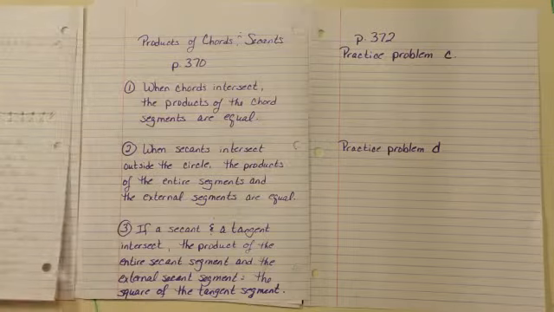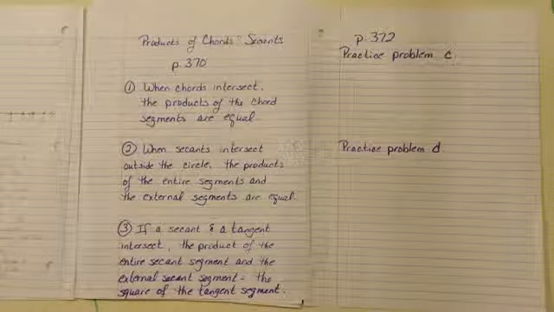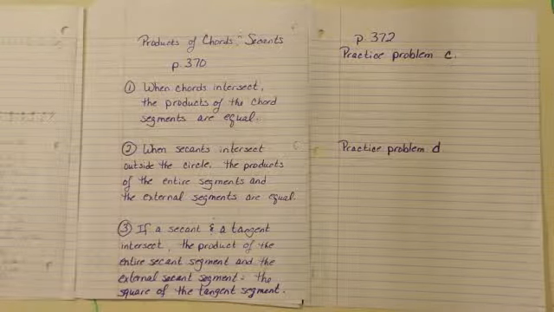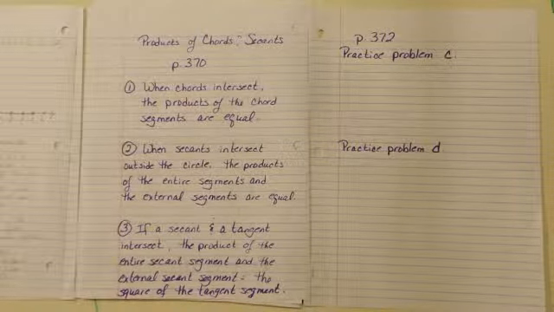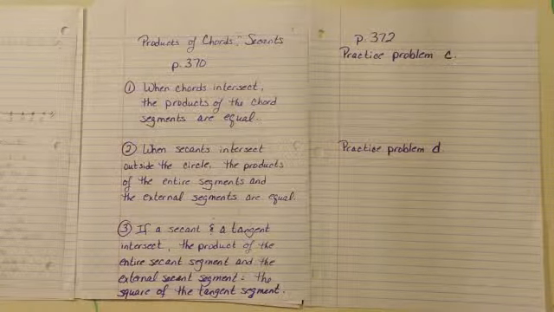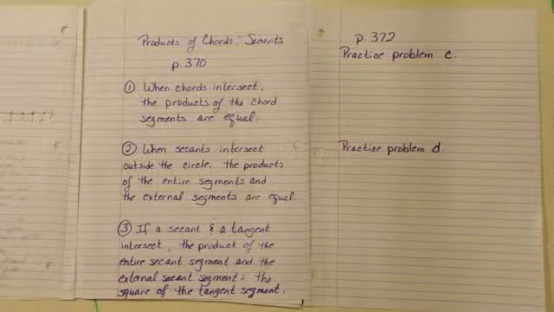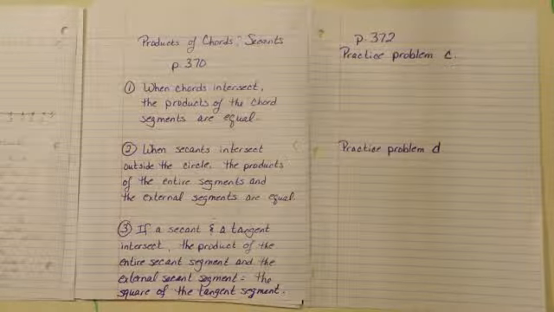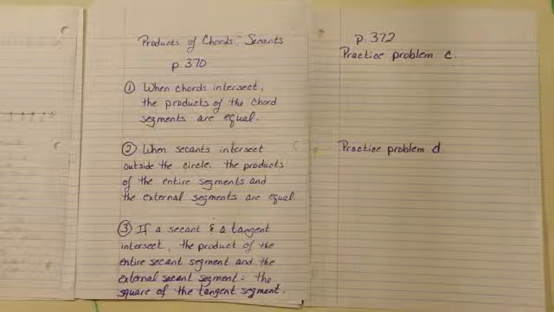Okay, now we're going to talk about the product of chords and secants. So a little review. A secant is a line that bisects a circle. It goes through a circle. The chord is the segment of the line that is inside the circle. A tangent touches a circle at one point on the edge of the circle, but it doesn't go inside of the circle. Okay? And let's look at page 370 in your book.